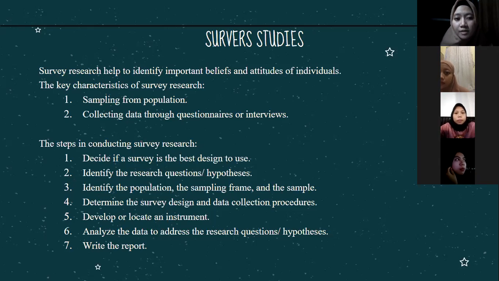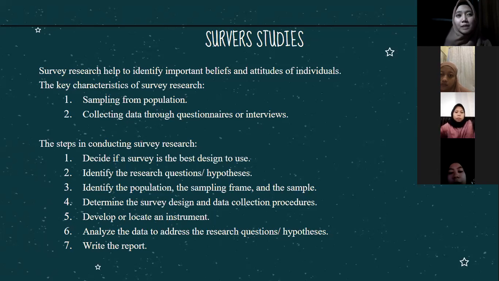And the next key characteristic of survey research is sampling from a population. It means that the researcher needs to select and study a sample from a population and generalize the result from the sample to the population. Population is the group of individuals having one characteristic that distinguishes them from other groups. For example, we might have a population made up of high school teachers, so it means individuals who all teach in high schools.